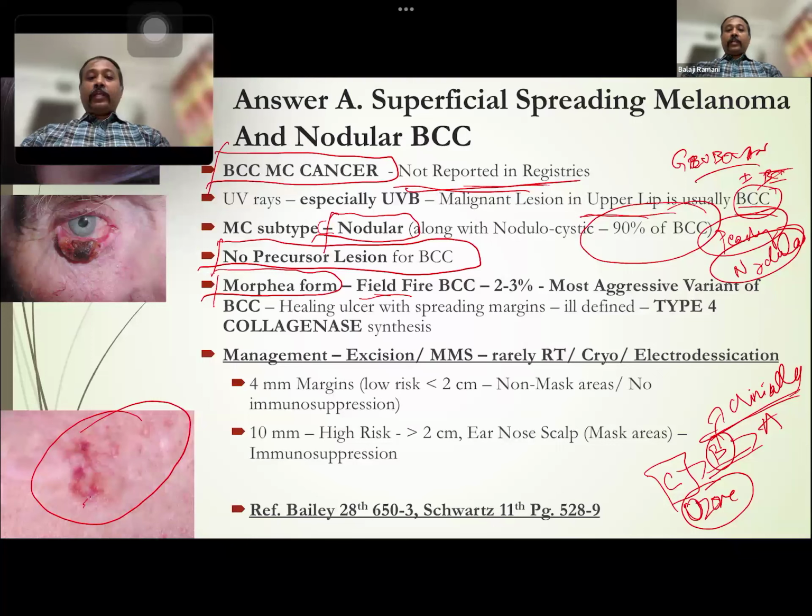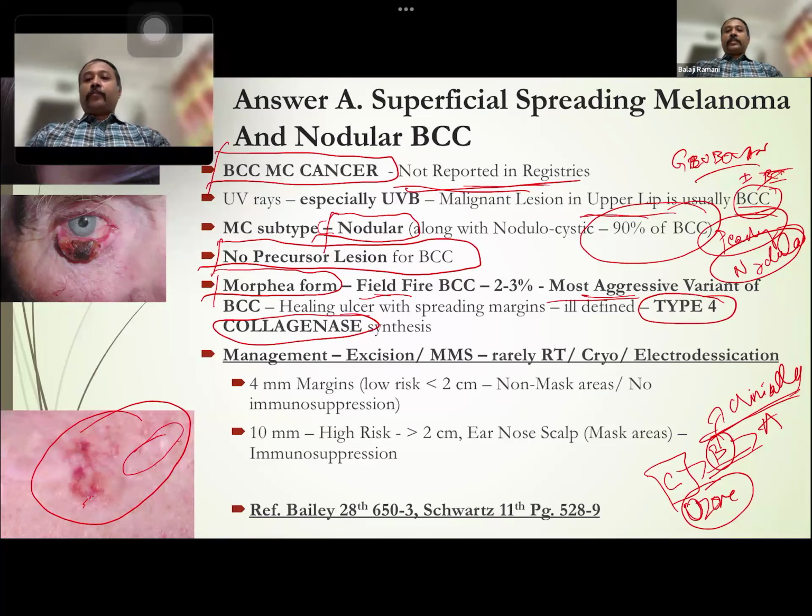You can see that one area here is active, whereas this one, if you look carefully, is a healed area. So if you look at a field fire, it will start off very rapidly and spread, but areas behind it will get healed. That is why it is called a field fire BCC. It is the most aggressive variant associated with type 4 collagenase secretion. So that is why it causes destruction of the cells along the pathway, and it keeps on spreading but healing behind it. So the healing ulcer with the spreading margin is classical of your morphiform or field fire type of BCC.